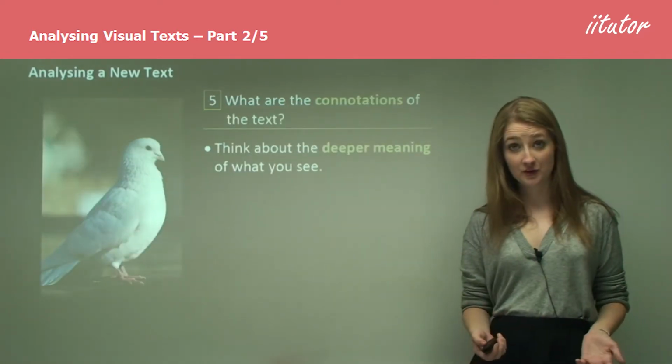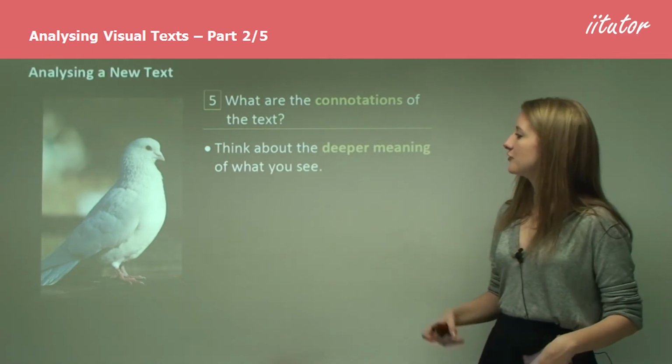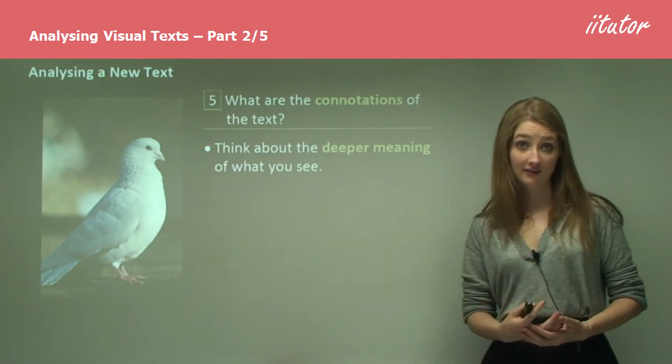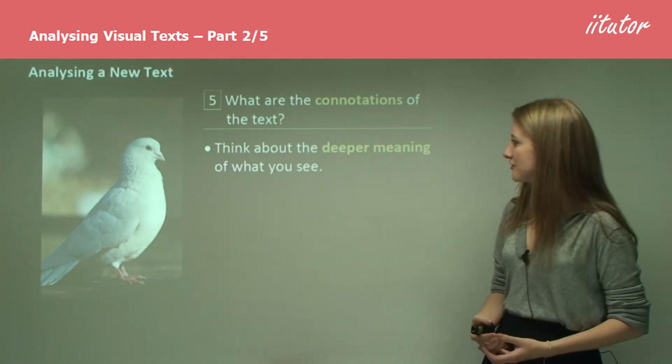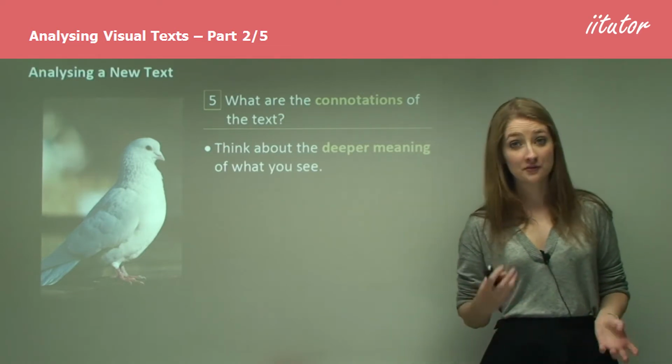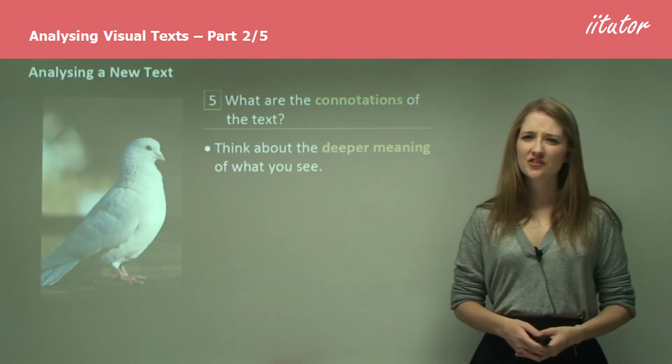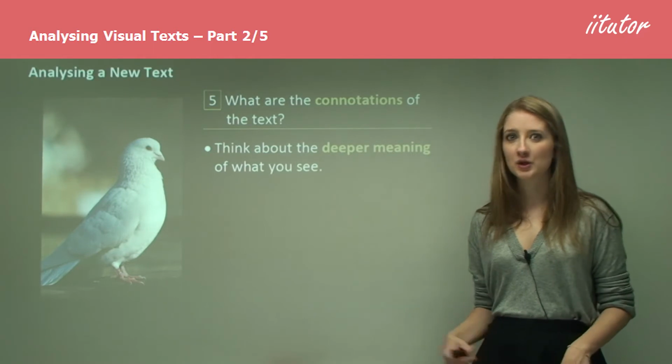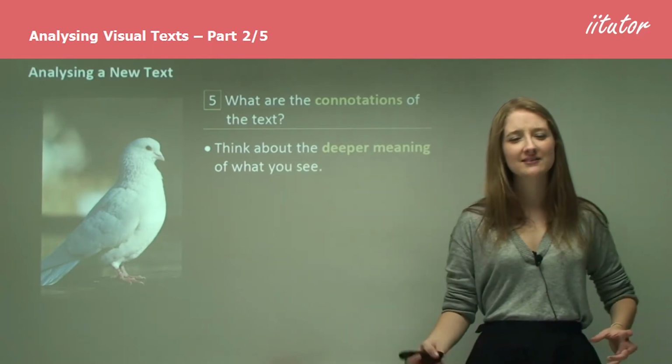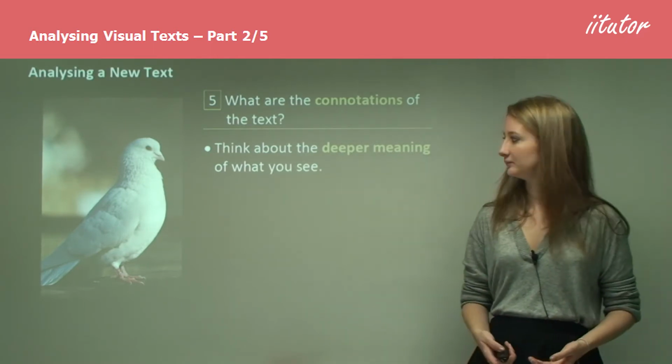The fifth question that you'll be asking yourself is, what are the connotations of the text? Now, this is where you have to think about the deeper meaning of what you see. So it's not just about looking at a text and saying, it's a bird. You look at it and think of its deeper meaning.